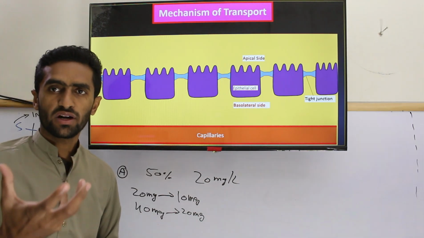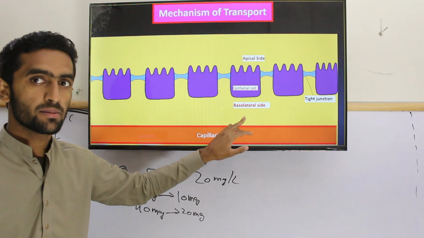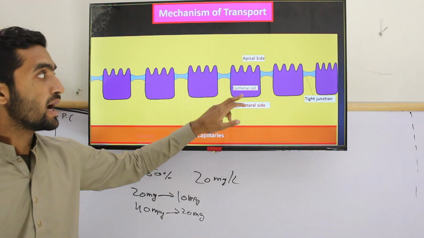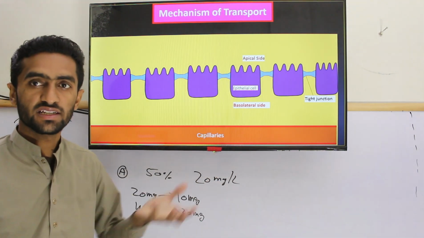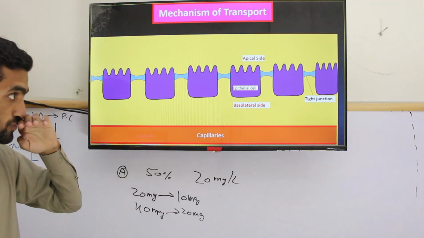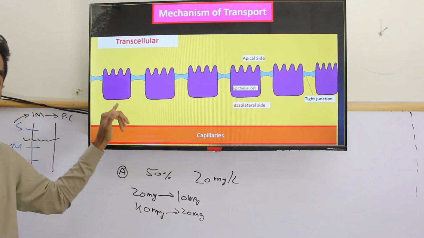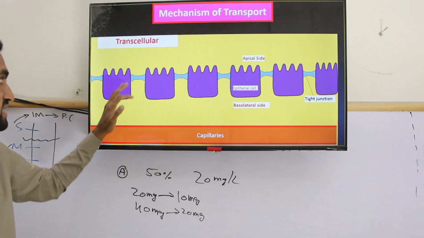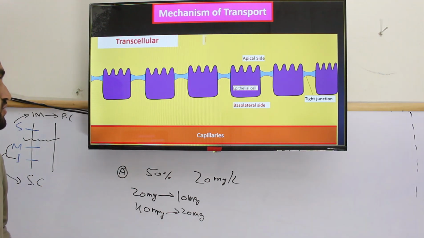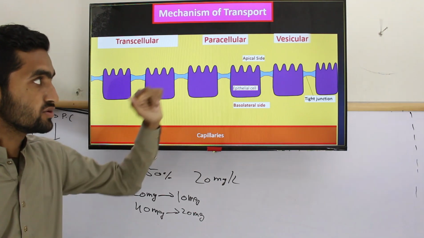Students are confused about what apical and basolateral mean. The side toward the blood vessel is basolateral. Apical is the opposite, toward the lumen of the intestine or epithelial cell. Transcellular means crossing across the cell, paracellular means between the cells, and the other is vesicular.